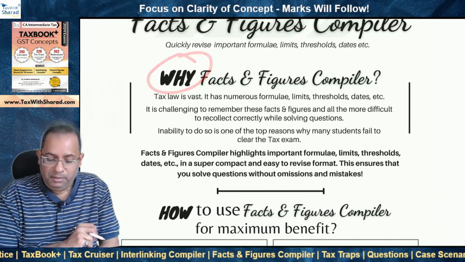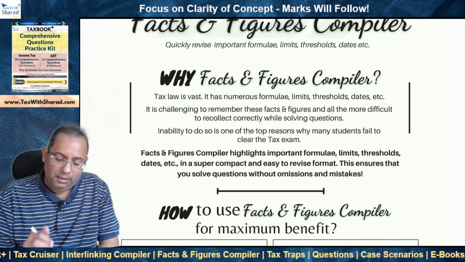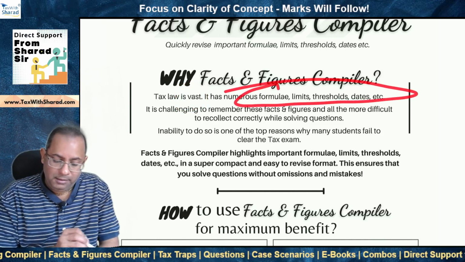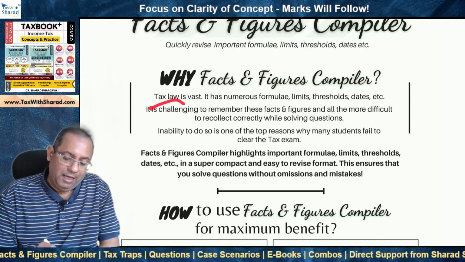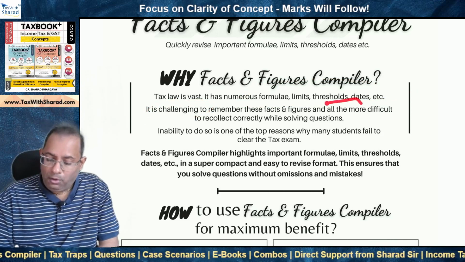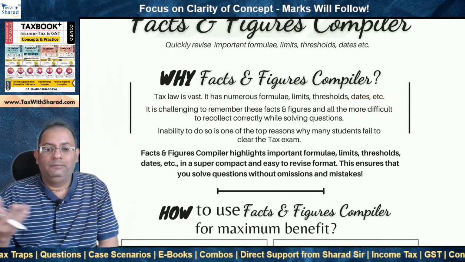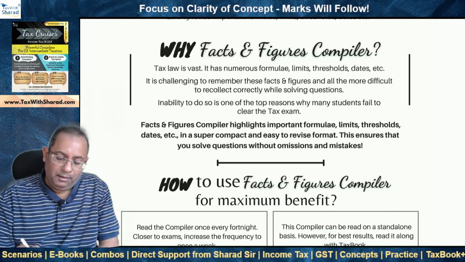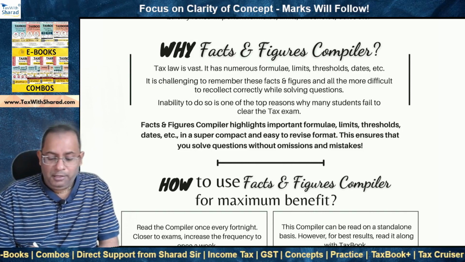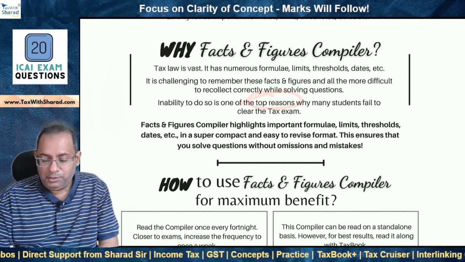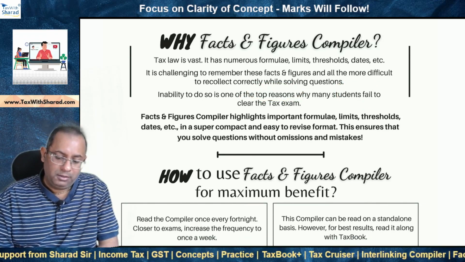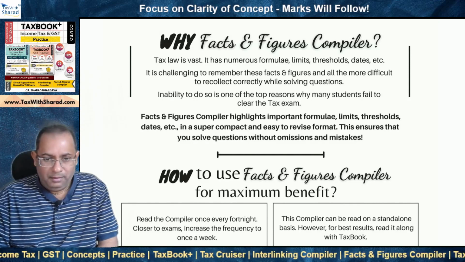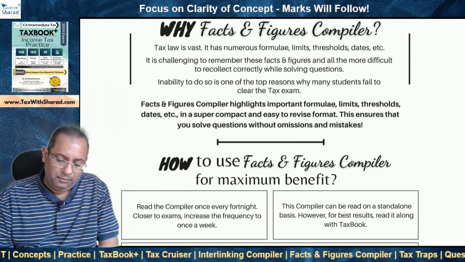So why facts and figures compilers, sir? We need to understand that tax law is vast, and it has numerous formulae, limits, thresholds, dates, etc. Therefore, it is challenging to remember these facts and figures, and all the more difficult to recollect them correctly while solving questions in the exam. And if you are unable to do it, then what happens? Inability to do so is one of the top reasons why many students fail to clear the tax exam, because they apply an incorrect formula or a different limit or an incorrect threshold, date, etc., and ultimately their answer goes wrong.